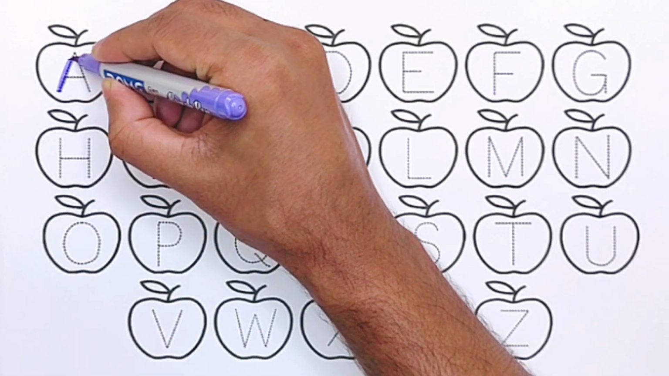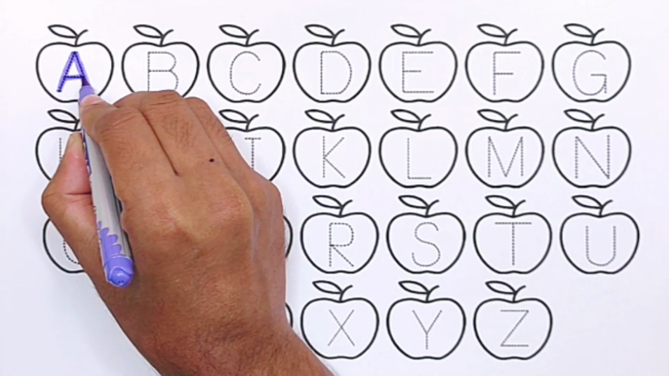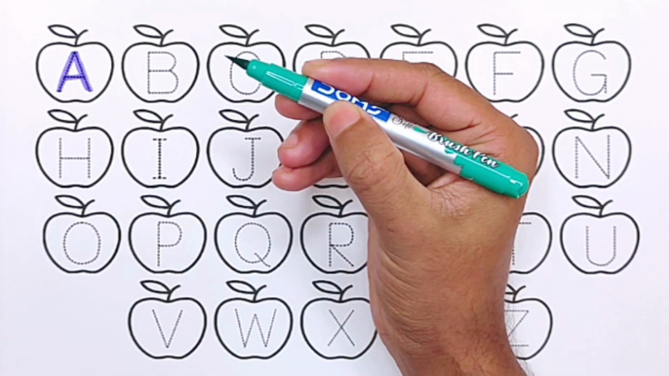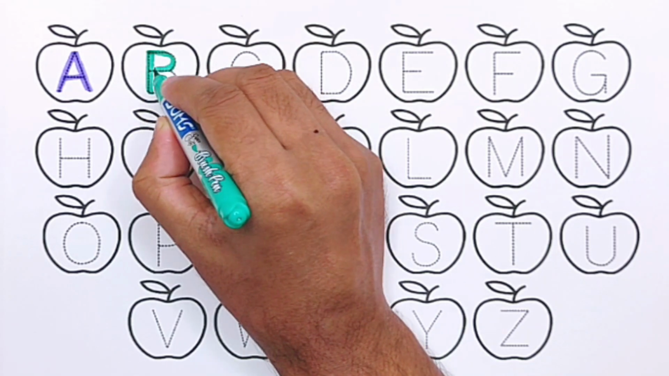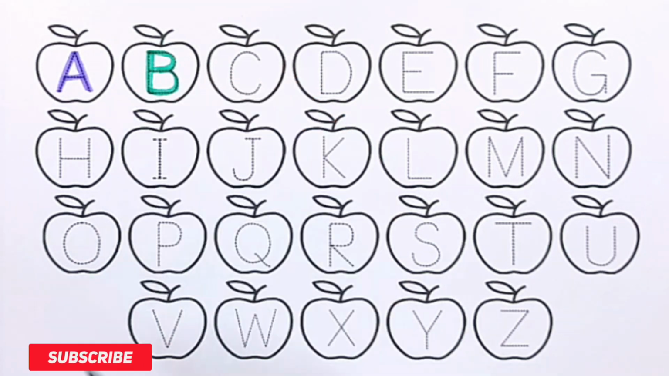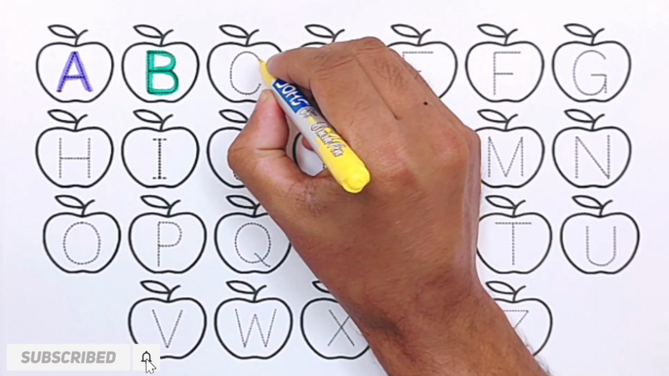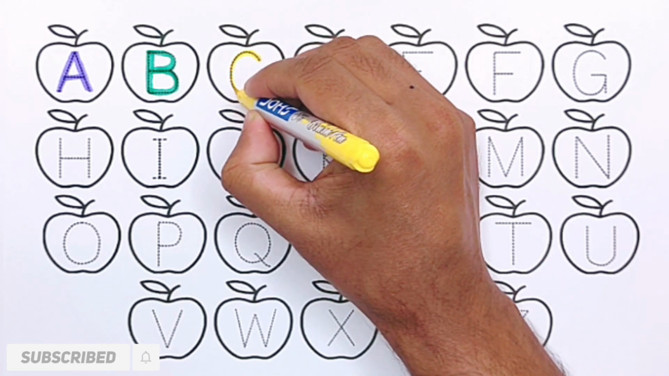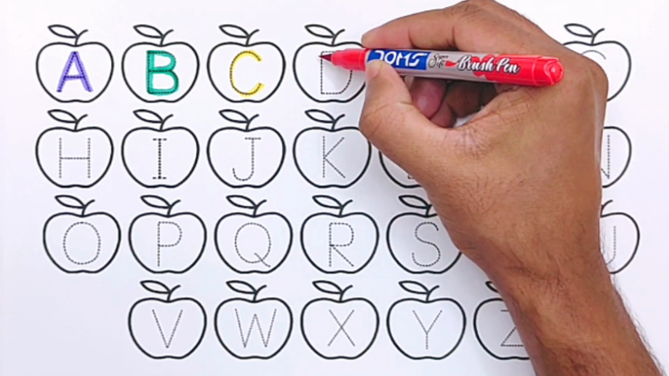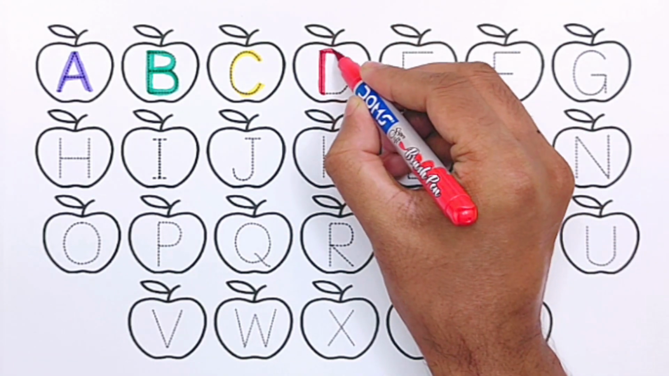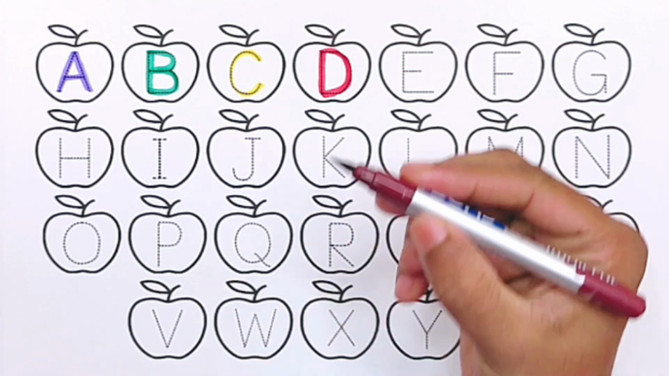Purple color. A for ambulance. Green color. B for bus. Yellow color. C for chili pepper. Red color. D for dolphin.